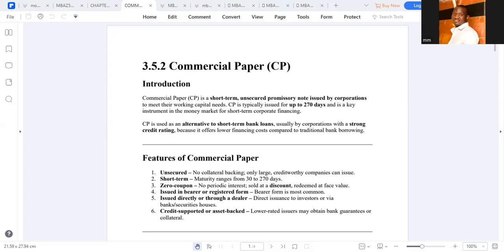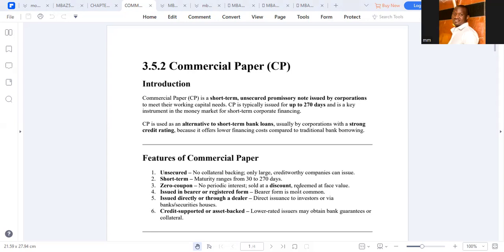It's mainly used for short-term capital. For instance, if you're paying your suppliers, you're paying salaries, you are using it for working capital. It's an alternative to bank loans because it's cheaper if a firm has a good credit rating. Now, there are several features that a CP has. Number one, it's unsecured, so there's no collateral backing that is needed. Only large companies can issue this. It's short term, from 30 to 270 days, so 1 month to 9 months.